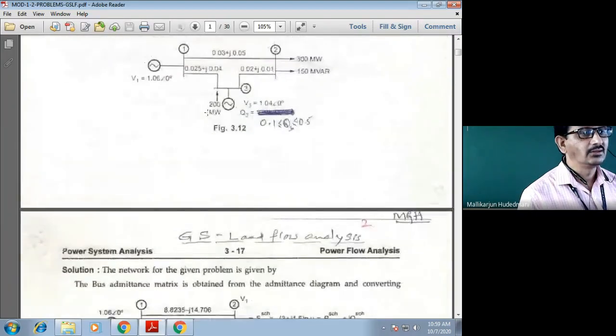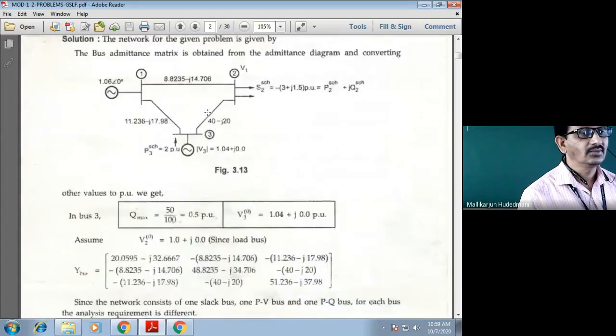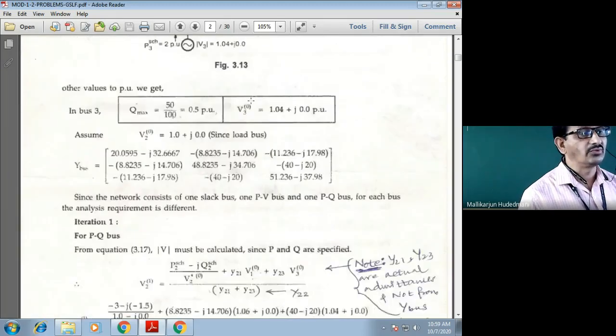Can you see over here? This one. So this will not worry. This kind of presentation by the author we will not consider. We will just consider P and Q. Ourselves, we will take the consideration of what we have to do.